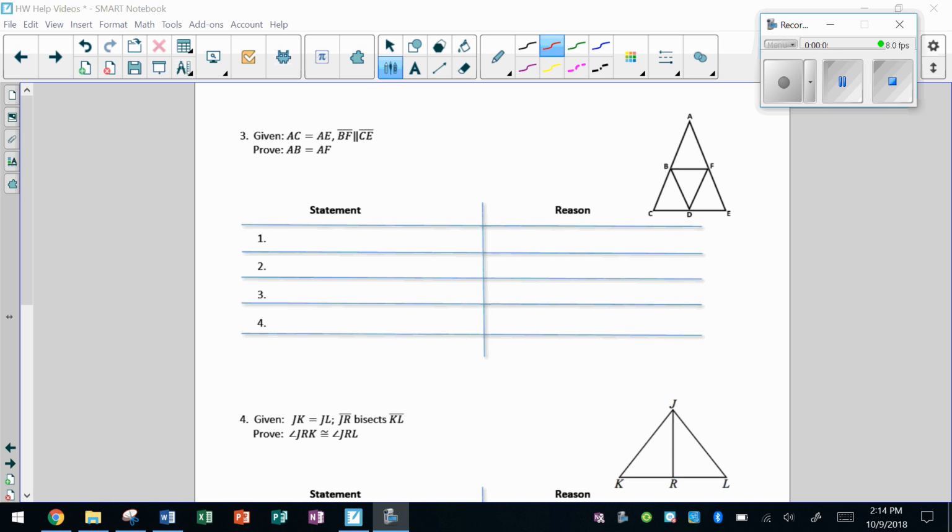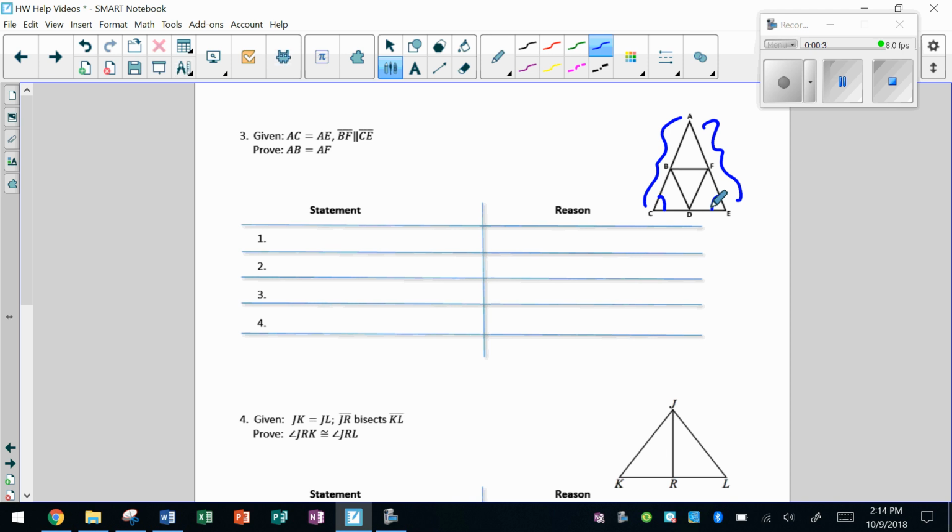In this proof, they give you AC is equal to AE, which is kind of hard to mark on the picture with a single notch. So I'm actually going to bracket AC to AE, which means that this is an isosceles triangle, which means that we know automatically these base angles are going to be equal. That is definitely a property of an isosceles triangle.